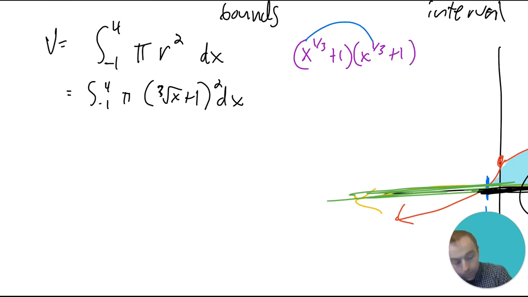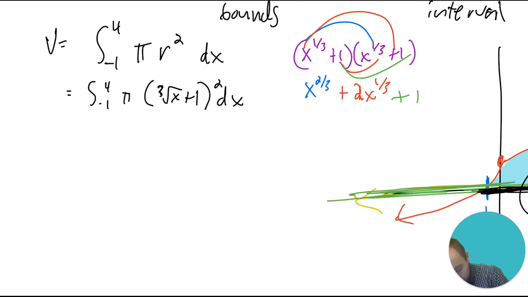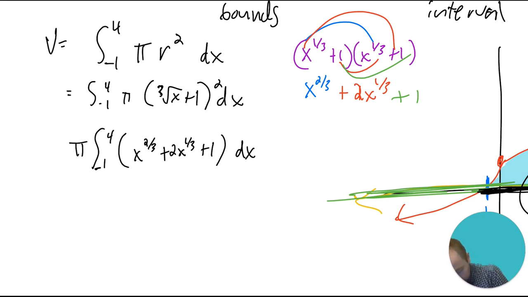When we do x to the 1/3 times x to the 1/3, we get x to the 2/3. And then x to the 1/3 times 1 is plus x to the 1/3, and we get another one of them, so plus 2x to the 1/3, and then finally 1 times 1 is plus 1. So then we can just replace that binomial squared with this perfect square trinomial. And then I'm going to throw that pi outside right there. We can always pull that constant in front.